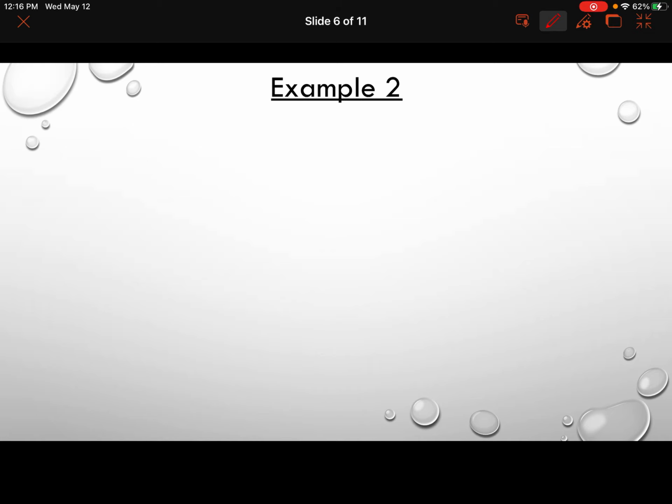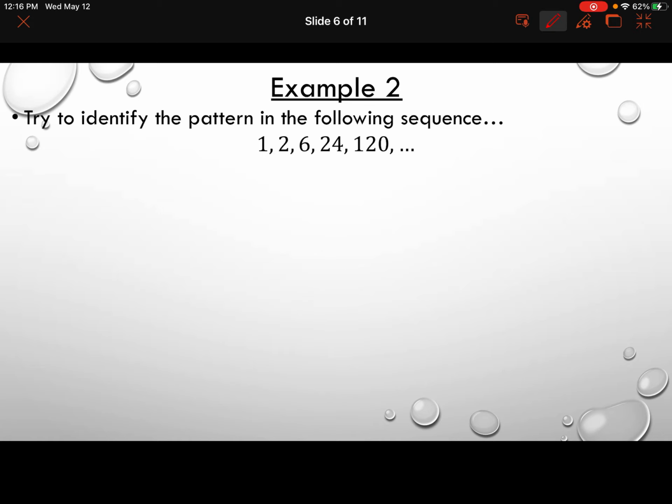All right. Now let's look at a special type of sequence here. Try to identify the pattern in this sequence. 1, 2, 6, 24, 120. Might be a head scratcher.